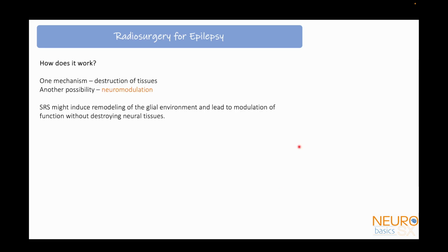How does it work? We know with tumors, it works by destroying the tissue. But for epilepsy, there might actually be a different mechanism of neuromodulation. It has been found that SRS might induce a remodeling of the glial environment, and that might lead to modulating the activity and function without actually destroying the neural tissues. So, apart from destruction, there is another possibility of how it works, that is neuromodulation.